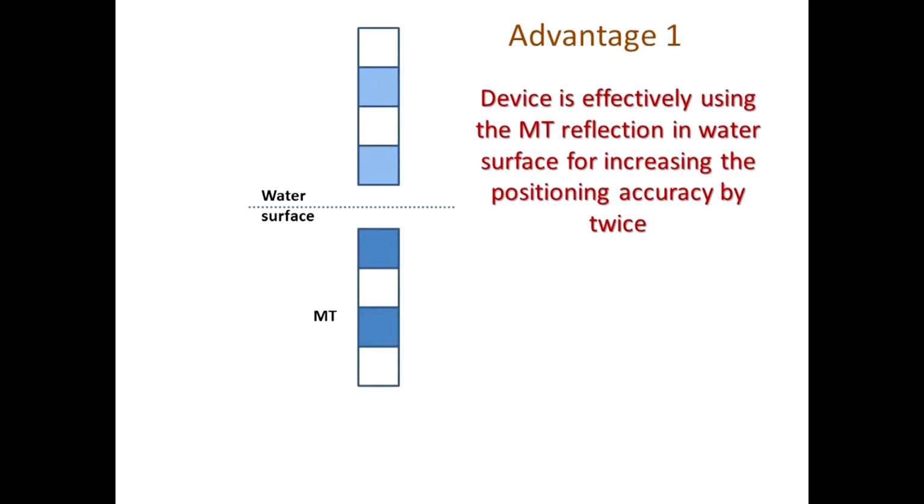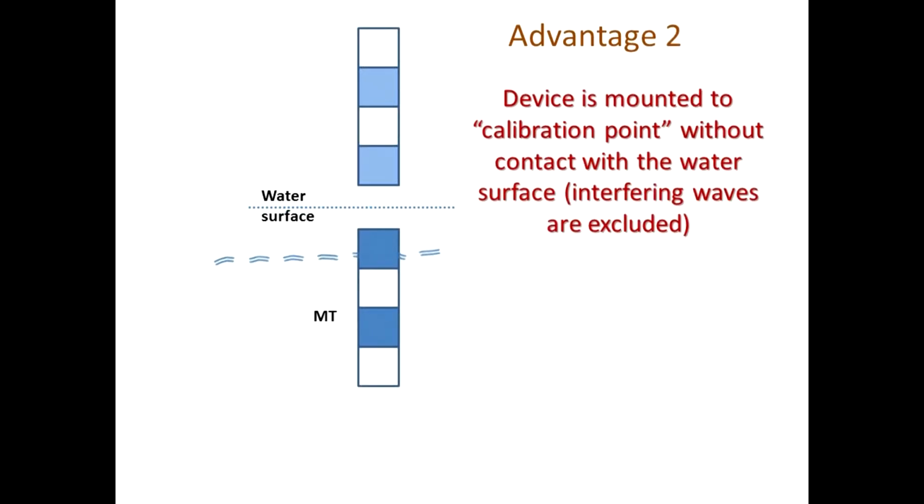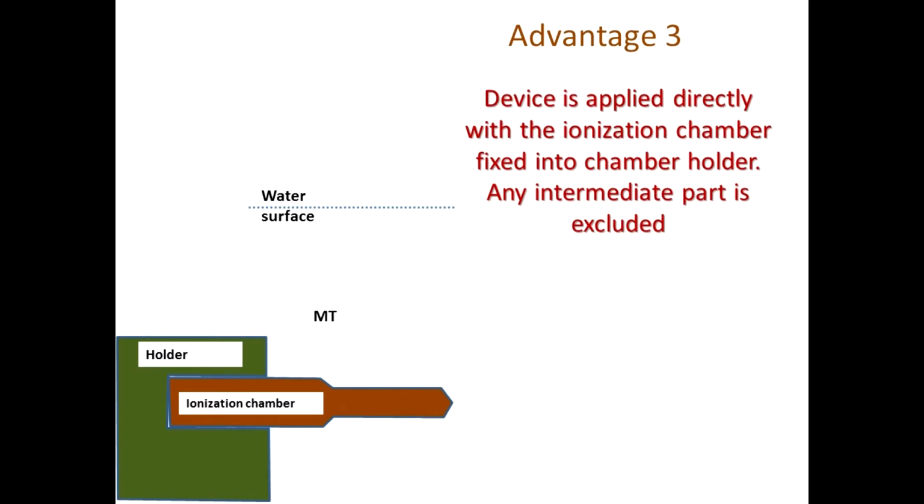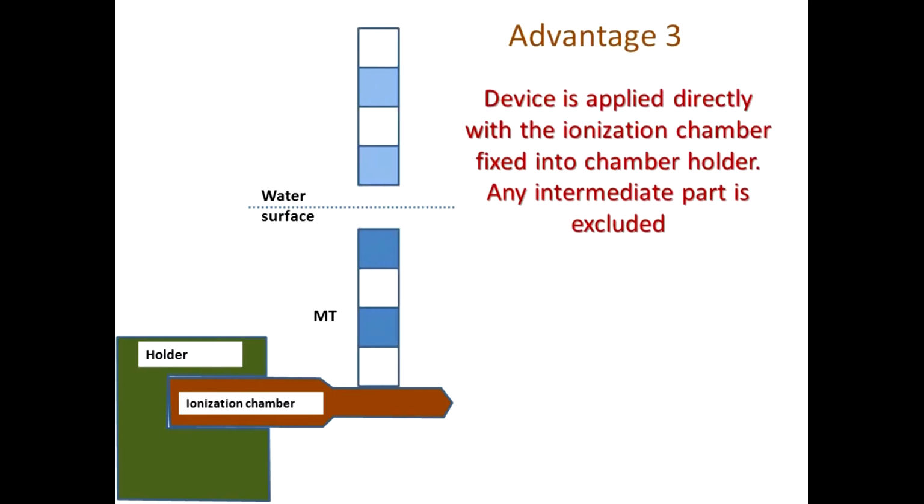Now some words about the advantages of the presented device. First advantage, the device effectively uses the reflection of the MT in the water surface for increasing the positioning accuracy by twice, because movement of the tip relative to its reflection in water is faster by a factor of 2. Second advantage, the device is placed into calibration point without contact with the water surface. Interfering waves are excluded. And the last advantage, the device is applied directly with the ionization chamber, which was previously fixed into the chamber holder. Any intermediary part is excluded.